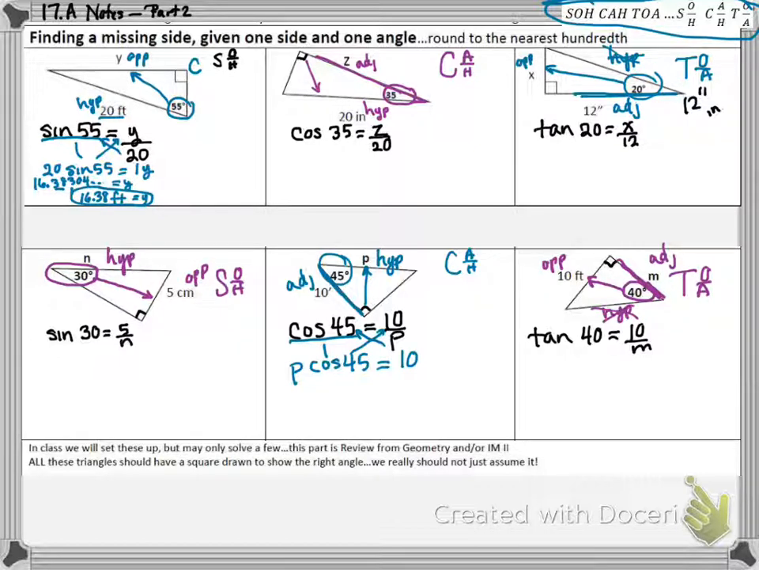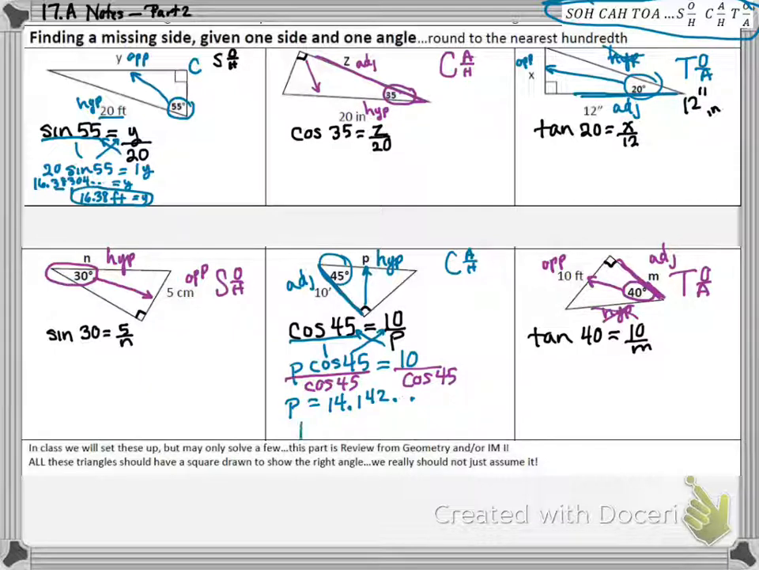The problem with this is my letter's not automatically by itself. So I'm going to say I need the letter by itself, I need the cosine gone. I can't get rid of cosine without getting rid of the 45 at the same time. They have to stay together. They're a single unit. So I'm going to divide both sides by cosine 45. I'm going to put that into my calculator. That's going to turn out to be P equals 14.142 and so on.